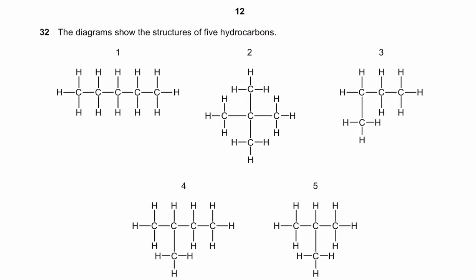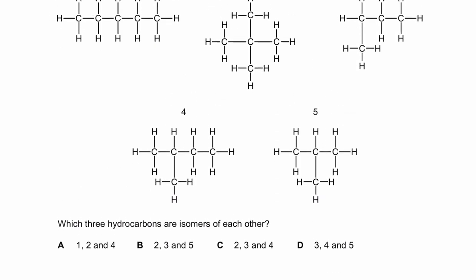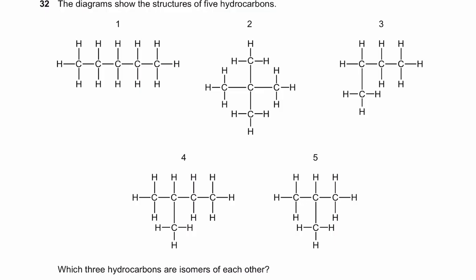The diagram shows structures of 5 hydrocarbons. Which 3 hydrocarbons are isomers of each other? What were isomers? They were compounds having the same molecular formula and different structural formula.